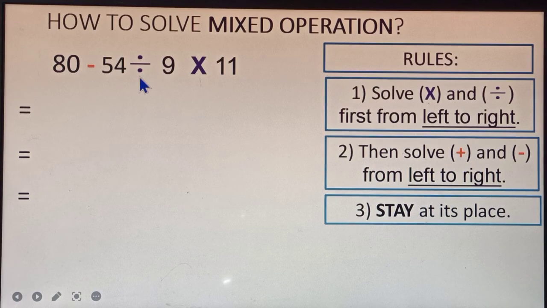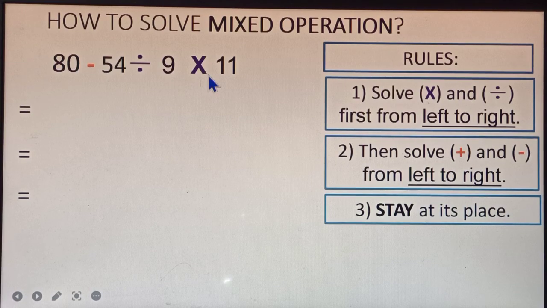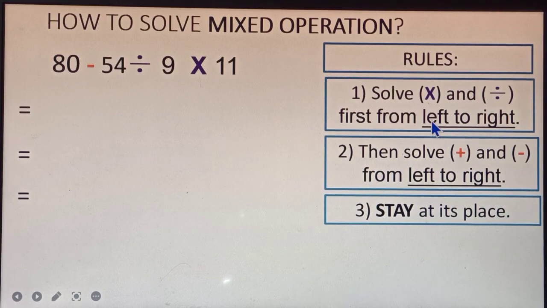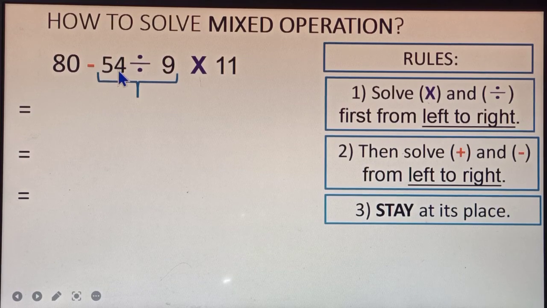Yes, divide first. Oleh sebab ada divide and kali di dalam number sentence ni, so we have to solve dari kiri ke kanan. Okay, so dari kirinya ada divide sini dulu. So divide dulu di depan dari kiri. So we divide first. So 54 divided by 9 is equal to, yes, 6.